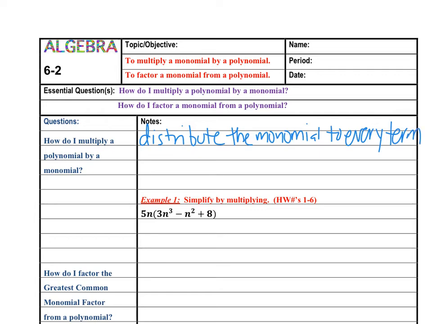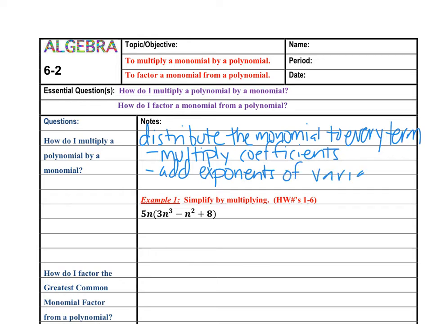When we do this, we will multiply the regular numbers. Multiply the coefficients is the vocab word for the number that's in front of a variable, and we will add the exponents on the variables. So let's take a look at what this will look like. Multiply the coefficients and add the exponents of variables.